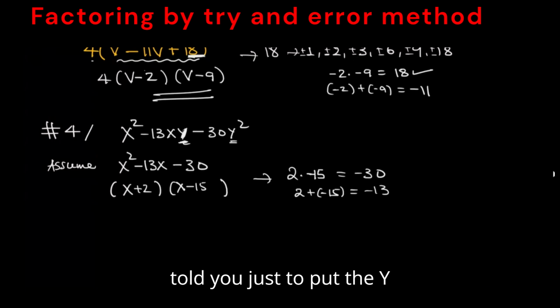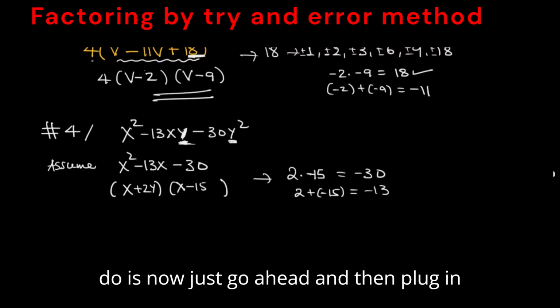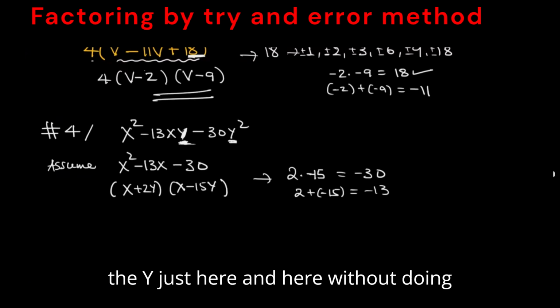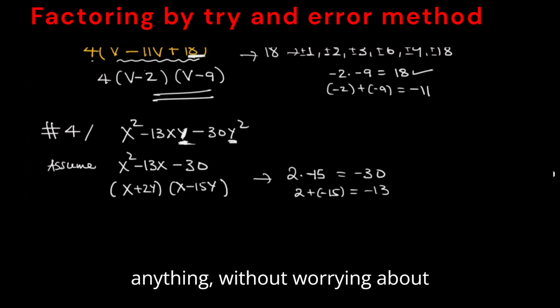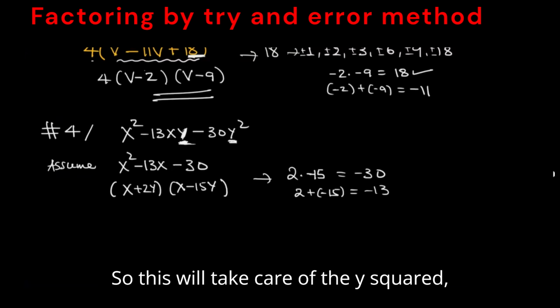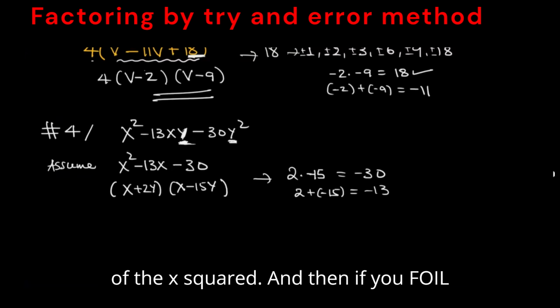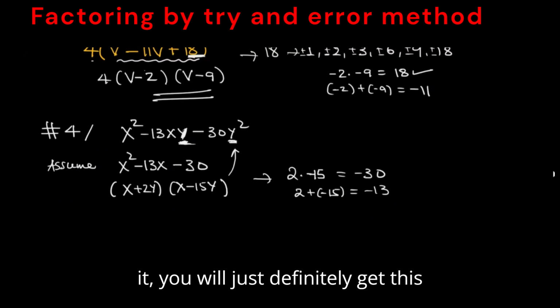Now, this is not done. Remember, I told you to put the y on the side for a moment. All you have to do now is plug in the y here and here, without worrying about anything. Just plug in the y at the end. This will take care of the y squared, the two y's, and the x's will take care of the x squared. And if you FOIL it, you will definitely get this one.